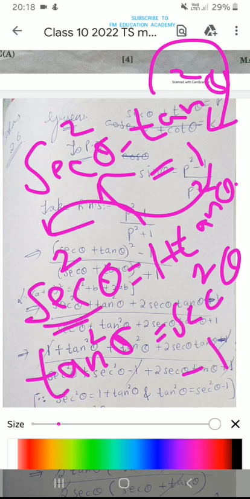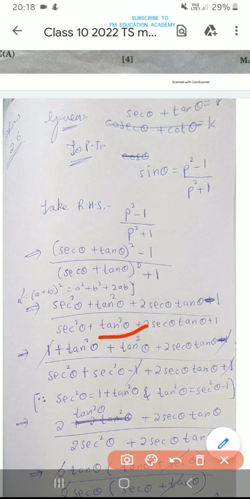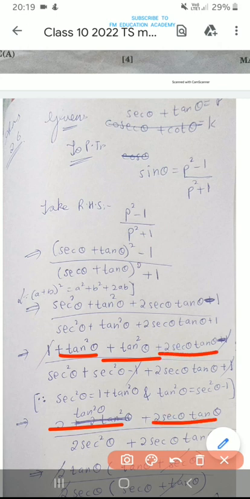So in place of tan square theta, I can write secant square theta minus 1. So in the denominator you have to write that. See, tan square theta is written as secant square theta minus 1, plus 2 secant theta tan theta as it is, plus 1. Now if you observe, here I have plus 1, here I have minus 1, both will get cancelled, right? And tan square theta plus tan square theta is 2 tan square theta plus 2 secant theta tan theta, whole divided by secant square theta plus secant square theta, which is 2 secant square theta, plus 2 secant theta tan theta.